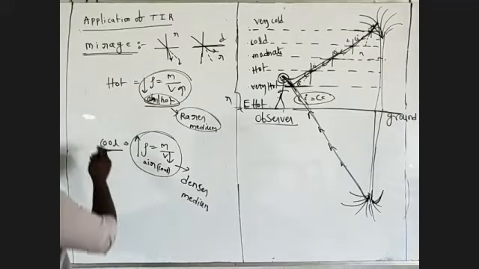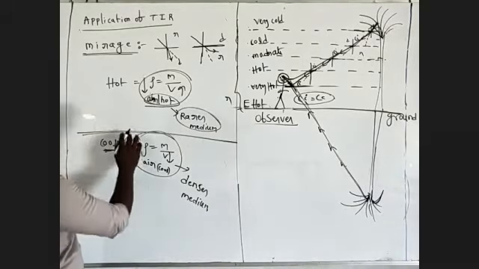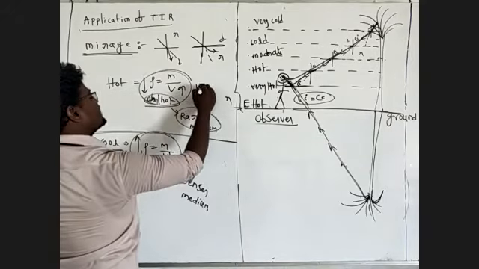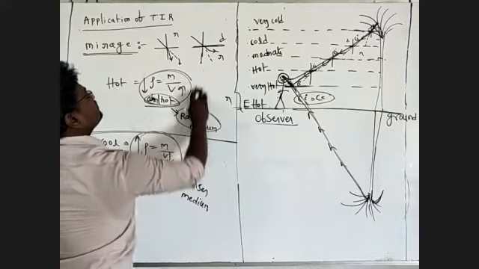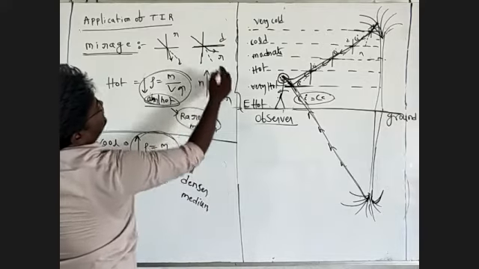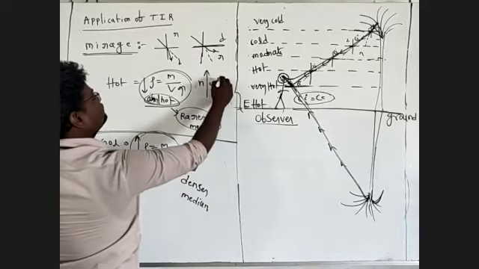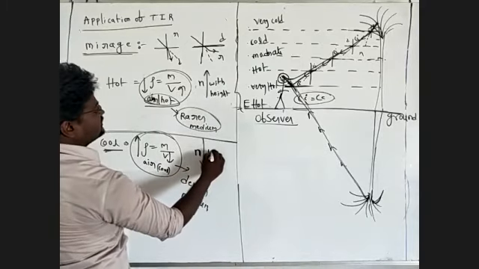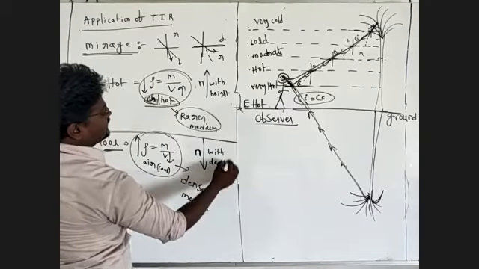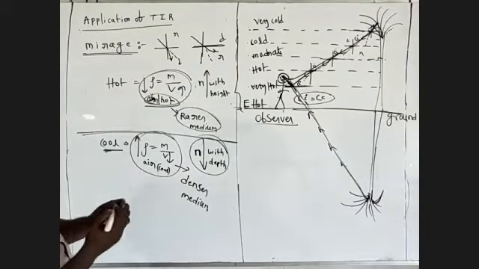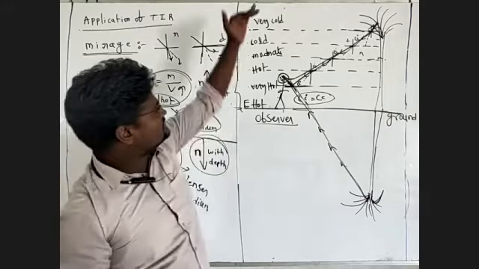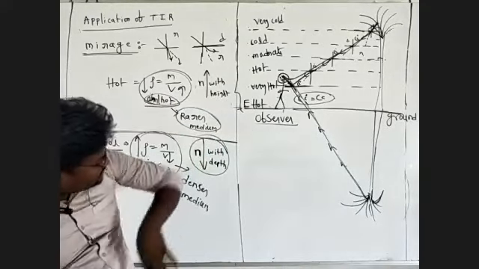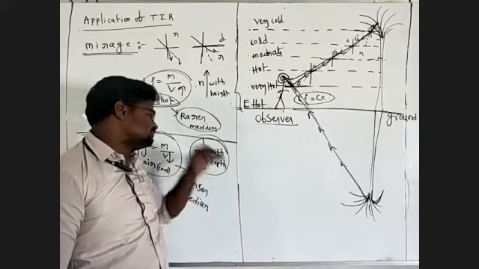Here it is hot, and here it is cool. The hot air has a rarer density. Moving in the upward direction, the refractive index increases with the height. Moving in the downward direction, the refractive index decreases with the depth.